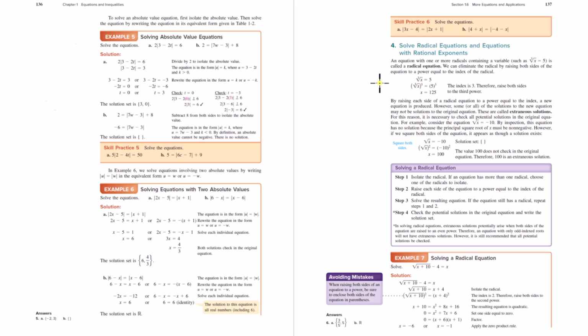Okay, we're picking up where we left off in the previous video, going through this sixth section of chapter 1 in the algebra textbook. In the previous video, we learned about polynomial equations, absolute value equations, and how to solve them. Now here, we're going to look at radical equations. And also, it says equations with rational exponents.